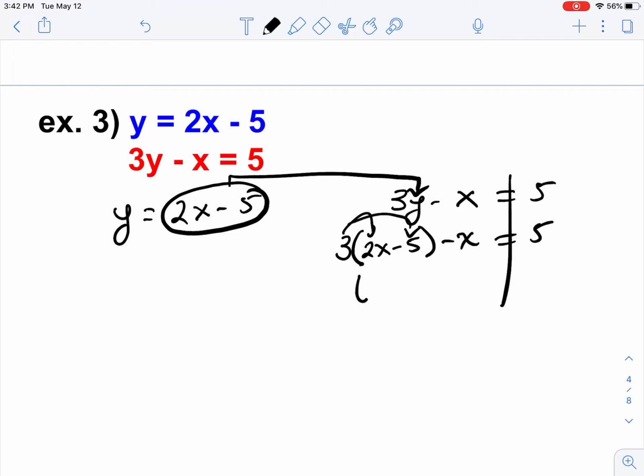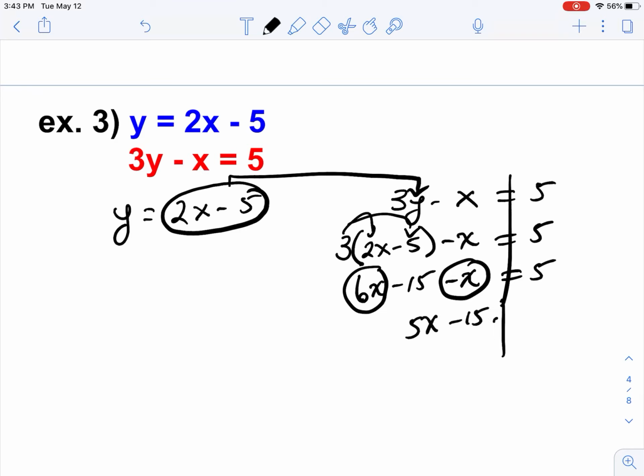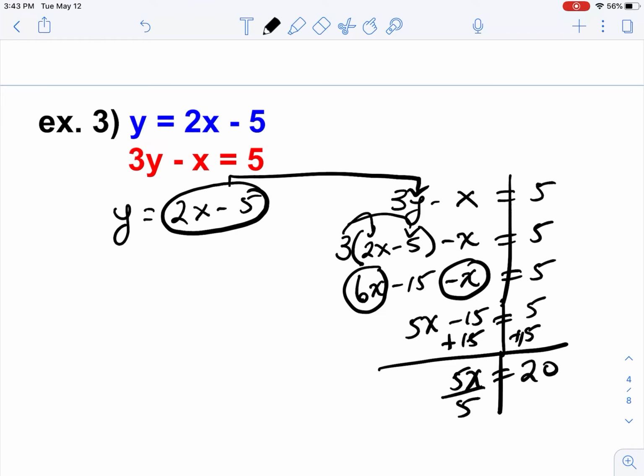Let's distribute the 3. 3 times 2x gives us 6x. 3 times negative 5 gives us negative 15. Minus x equals 5. Combine your like terms. 6x minus x gives us 5x. Minus 15 equals 5. Add 15 to both sides. We get 5x equals 20. Last step, divide by 5. We get x equals 4.